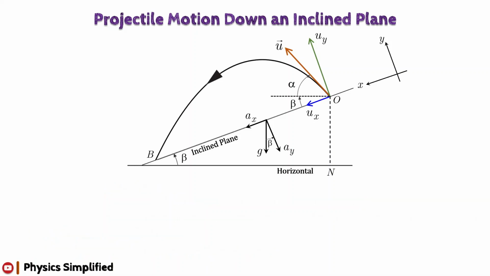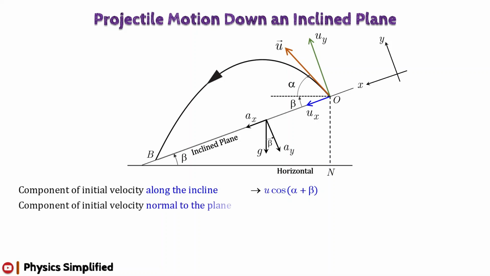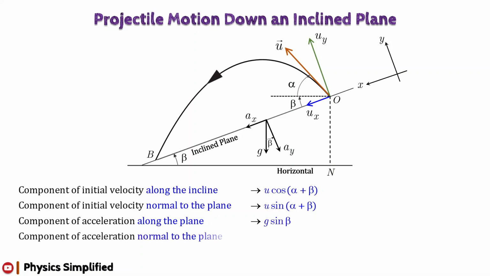According to the concept of vector resolution, the component of the initial velocity down the incline is equal to u cos(alpha plus beta), and the component perpendicular to the inclined plane and upward is u sin(alpha plus beta). Similarly, the component of acceleration down the incline is g sin beta, and that perpendicular to the plane and downward is equal to g cos beta.